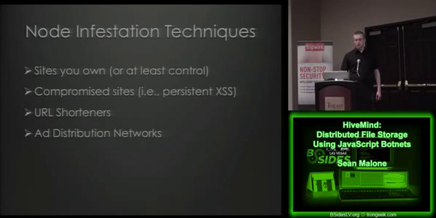Ad distribution networks. This is something that was discussed at Black Hat this morning. There are ad distribution networks out there that will allow you to provide an iframe URL or a JavaScript file that will be included with your particular ad. The usual purpose is to drive traffic to your site from many different IP addresses and boost your search engine rankings and such. But there's nothing to prevent you from putting whatever sort of JavaScript botnet code in that iframe as well.